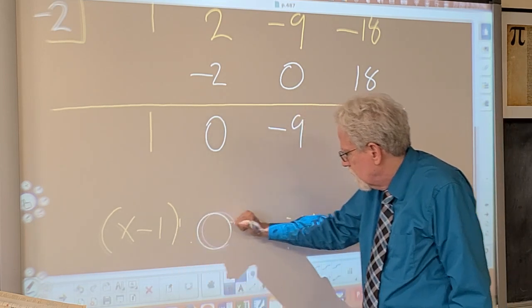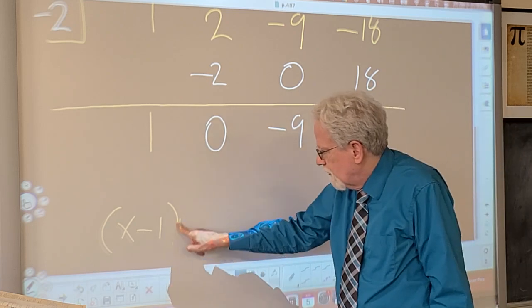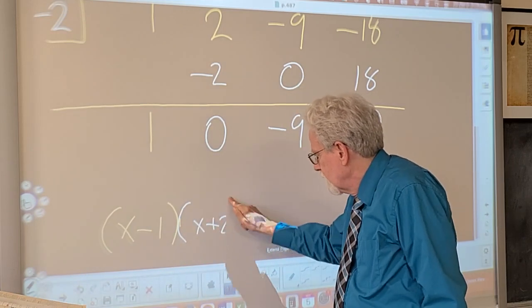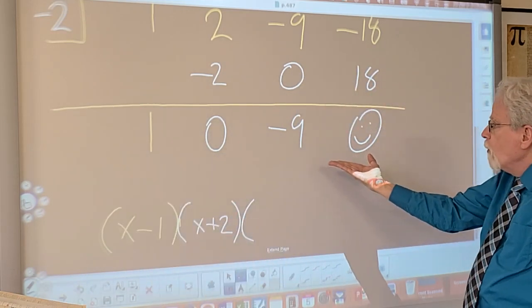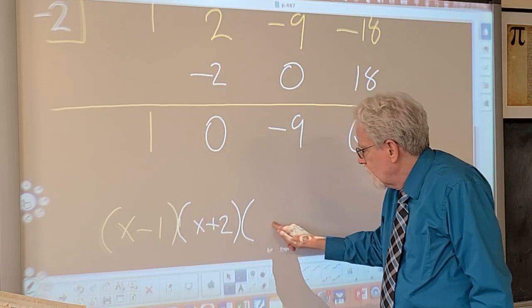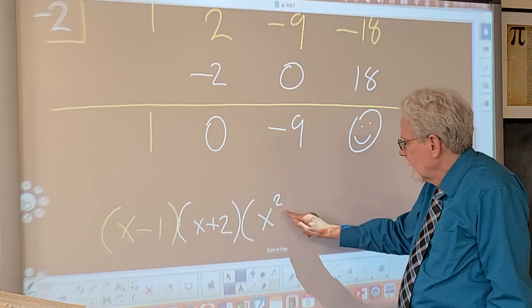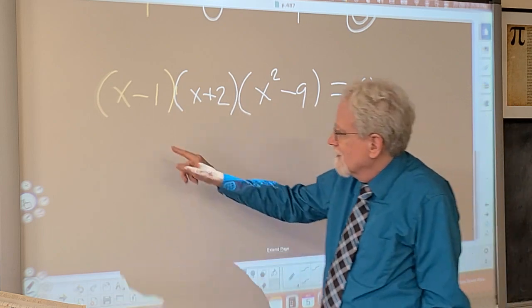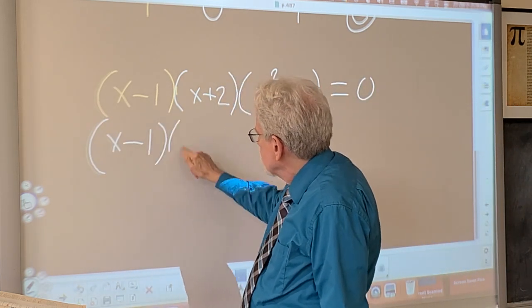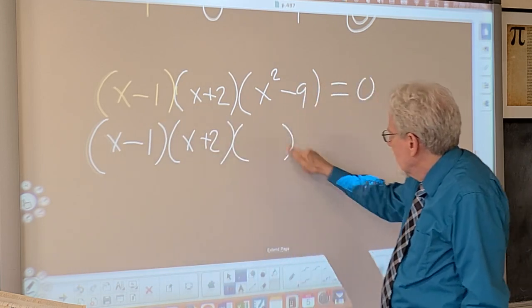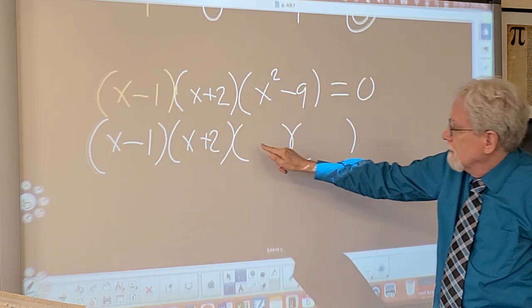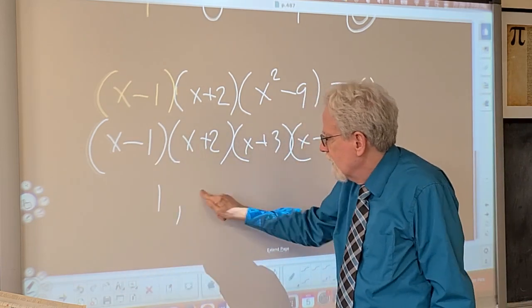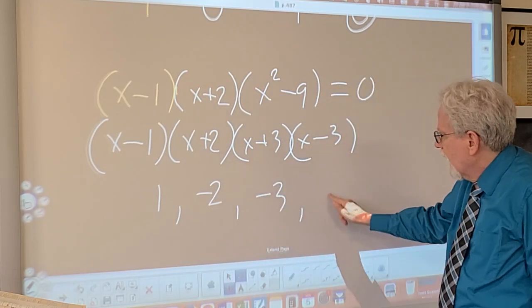Because now I know that after the x minus 1, I have changed the sign. X plus 2 times this. Ooh, look at this. 1x squared plus no x minus 9. Hey, look at that. It's our old friend. It's a difference of squares. Can't get any easier to factor than that. And yep, you better be able to do this like in your sleep. X plus 3, x minus 3. Our solutions are 1, -2, -3, and +3.